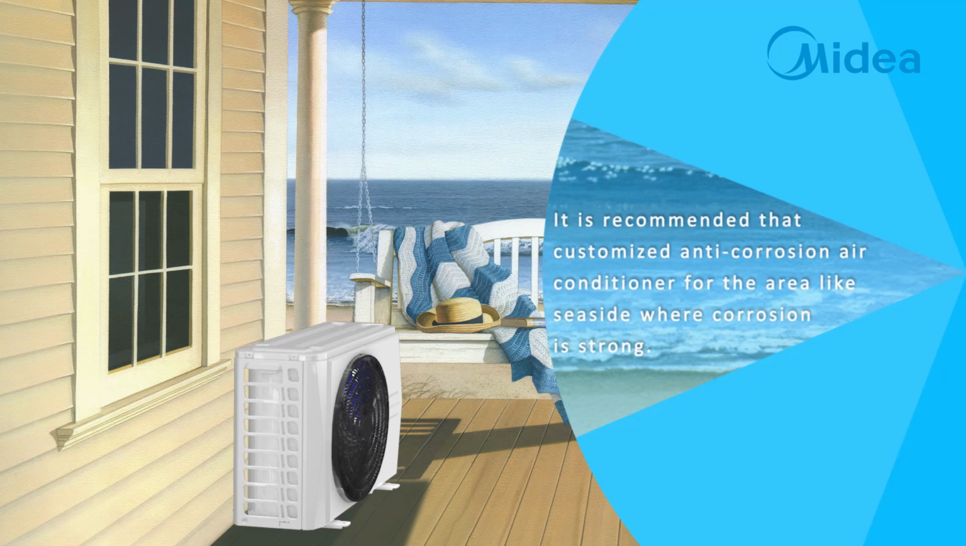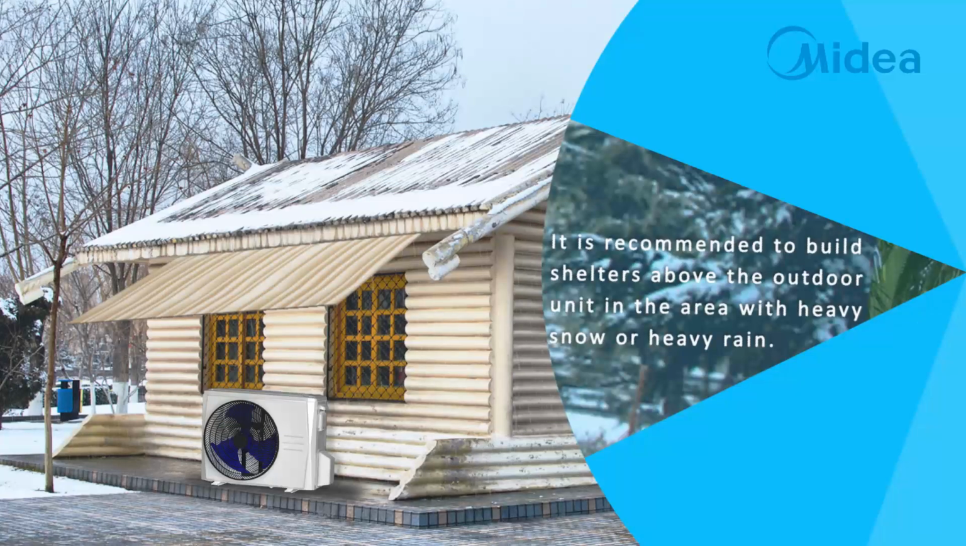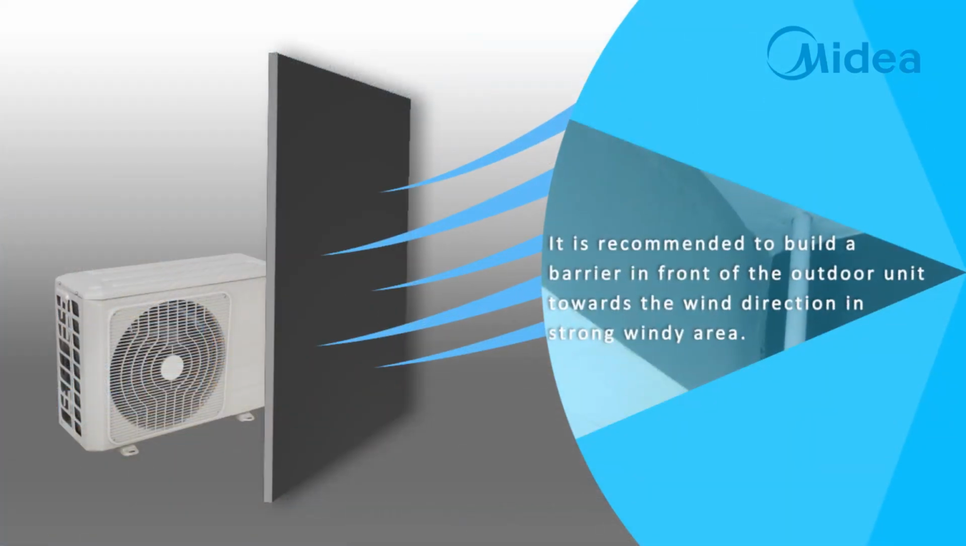It is recommended to use a customized anti-corrosion air conditioner for areas like the seaside where corrosion is strong. It is recommended to build shelters above the outdoor unit in areas with heavy snow or heavy rain. It is recommended to build a barrier in front of the outdoor unit towards the wind direction in strong windy areas.